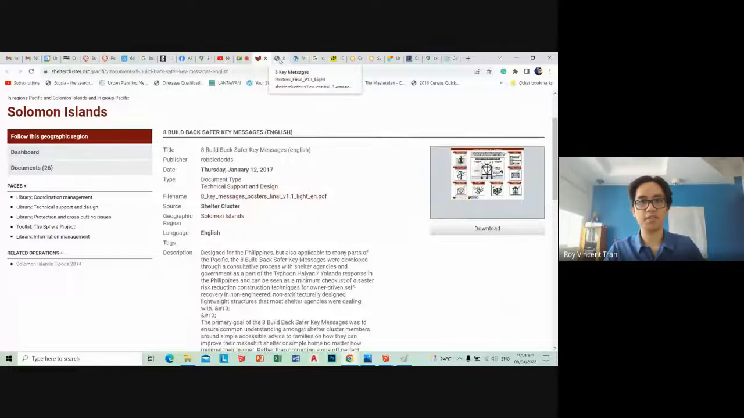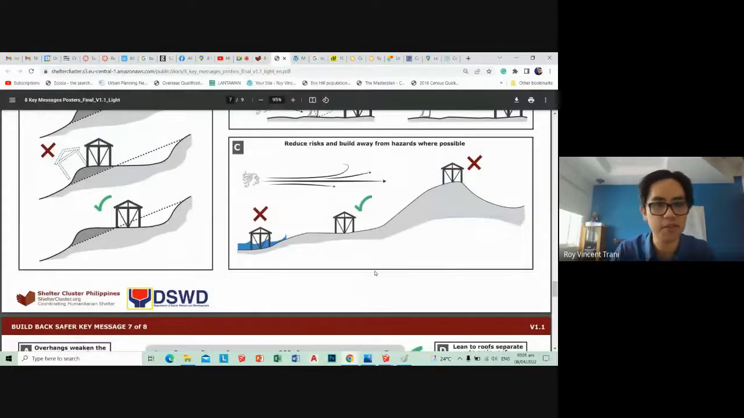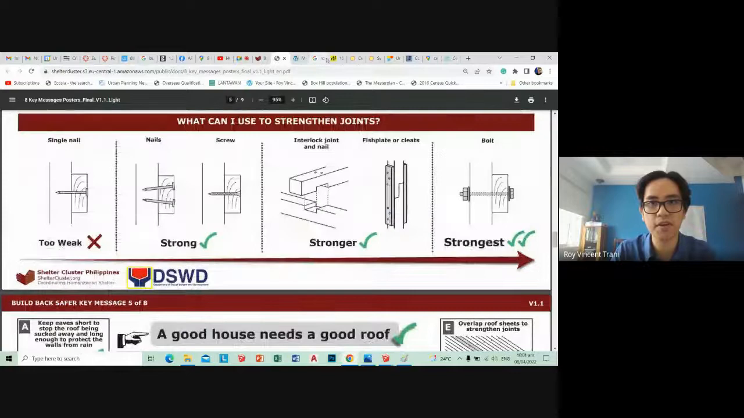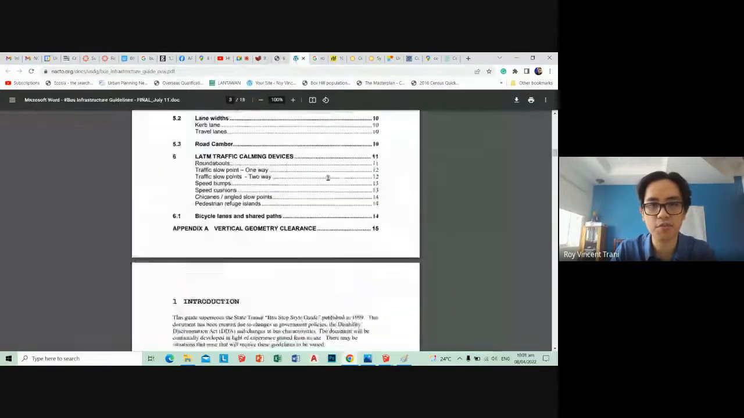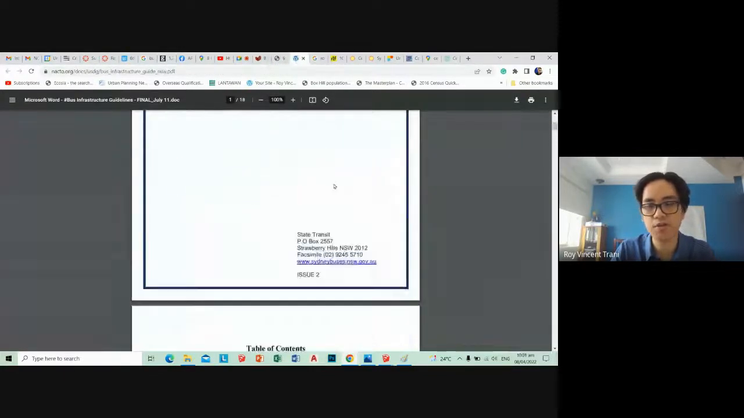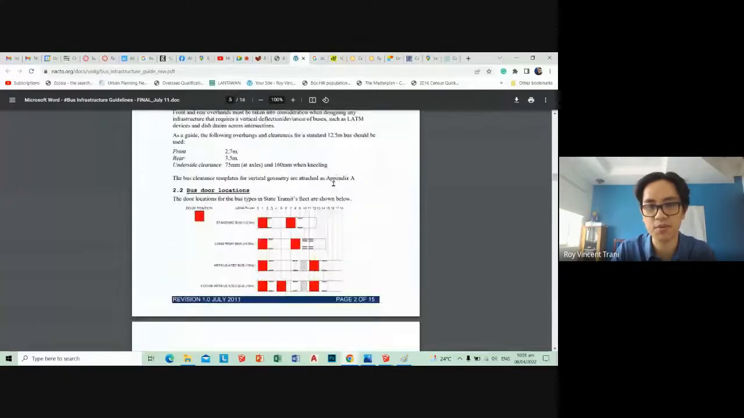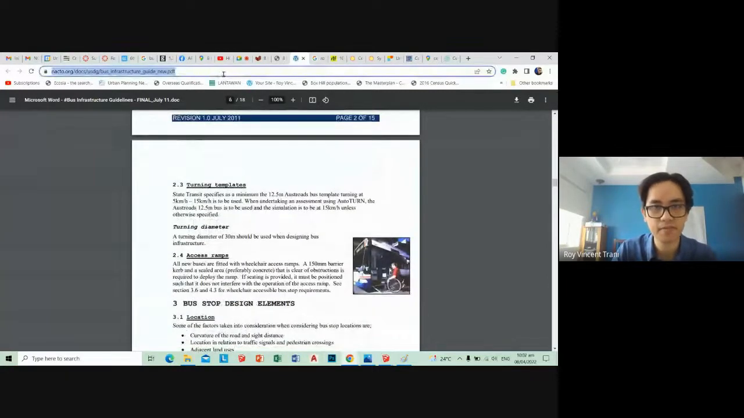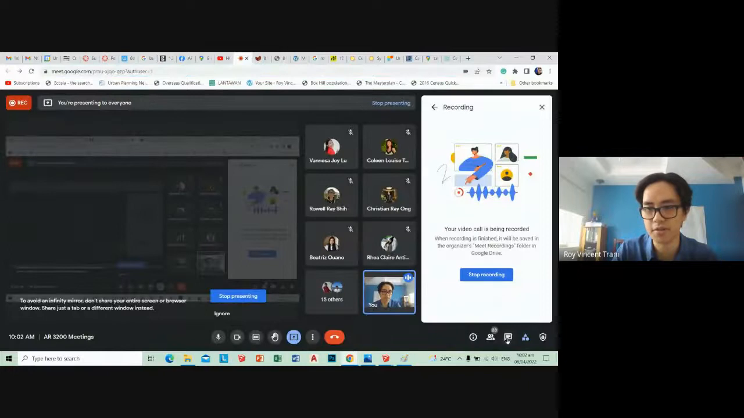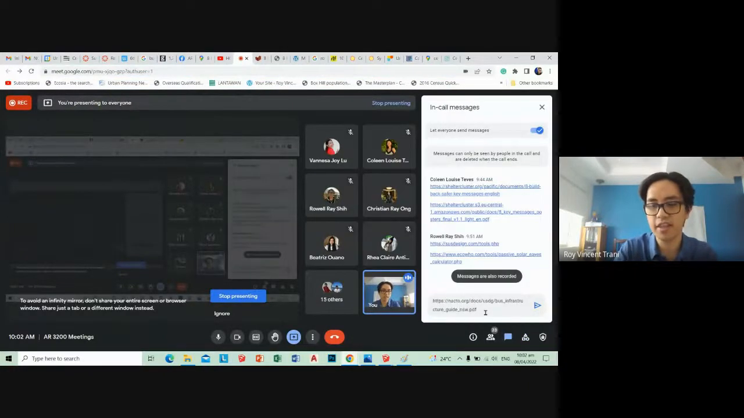For bus terminal design, I'm not really an expert on bus terminals. From the most common-sense point of view, it's really about how we maneuver and how many buses we can put into the bus terminal building. Okay, and this is a PDF.